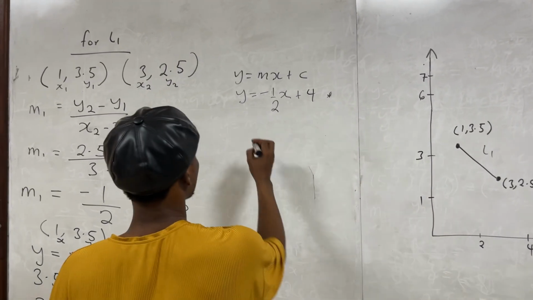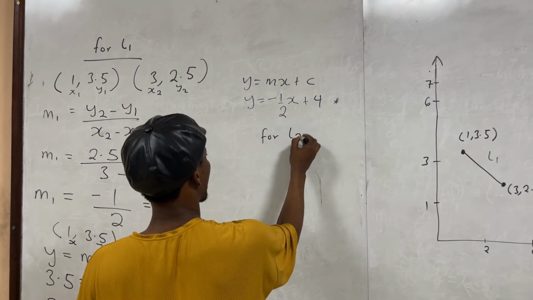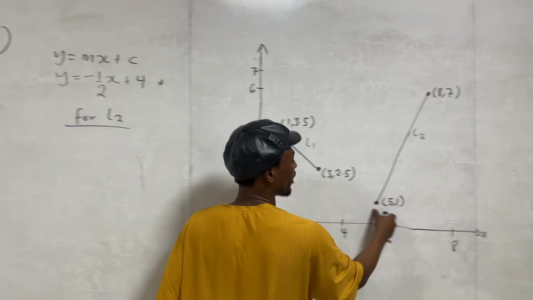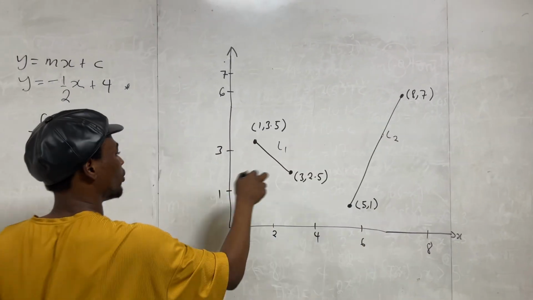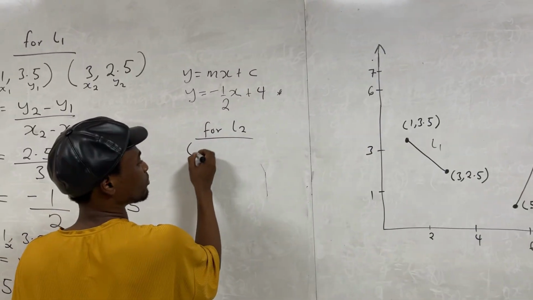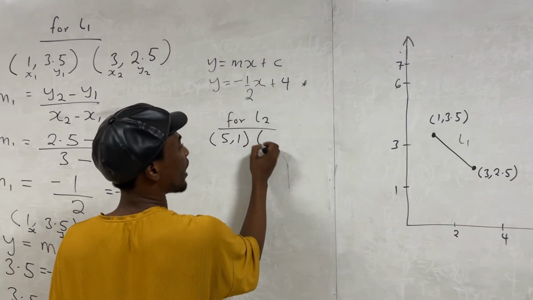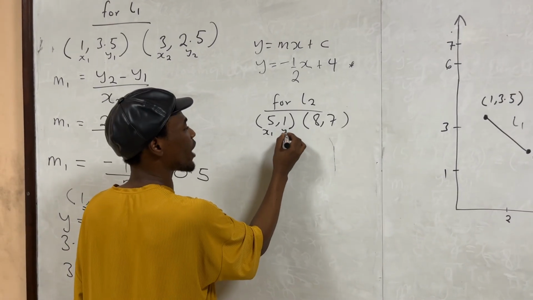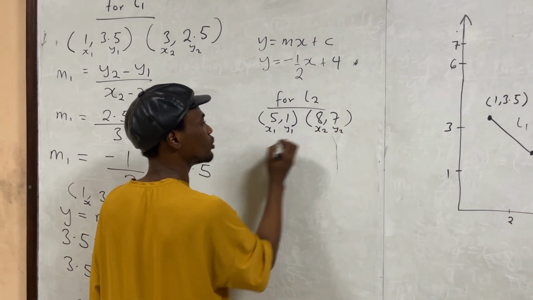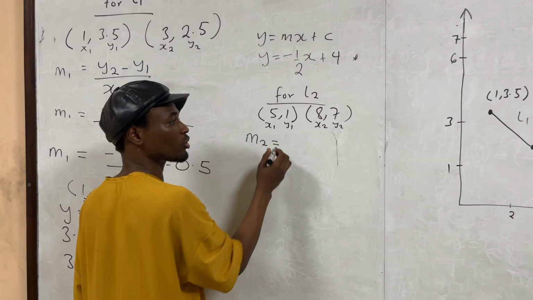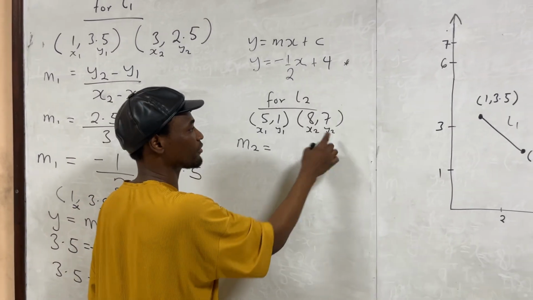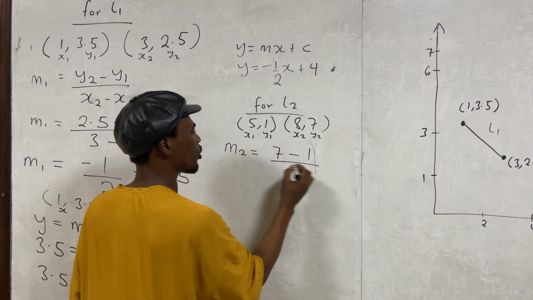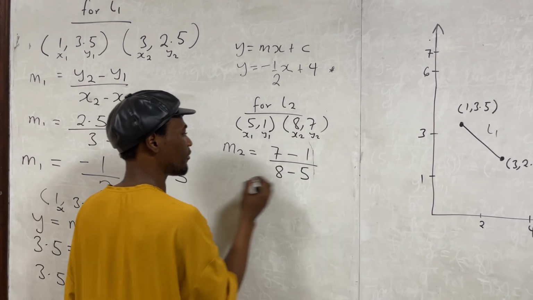So the next one is 4 L2. You just do the same. We have this point and the other point. So we have 5, 1, then we have 8, 7. So this is x1, y1, x2, y2. So gradient of 2 is equal to, what do we have? We have 7 minus what? 1, then all over 8 minus 5.